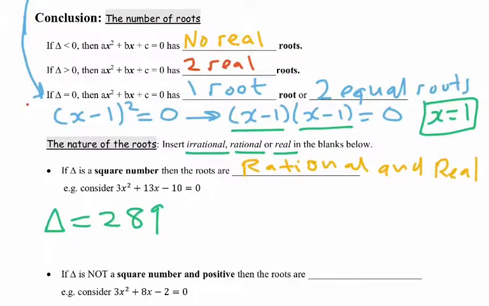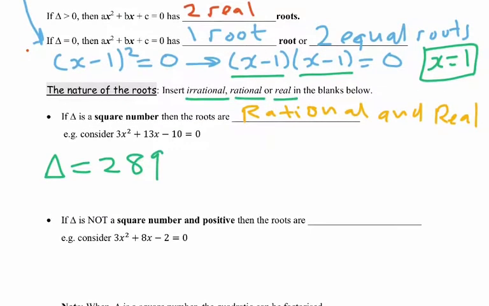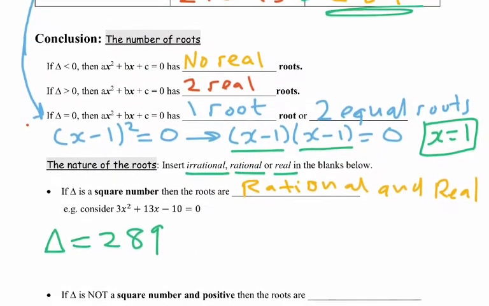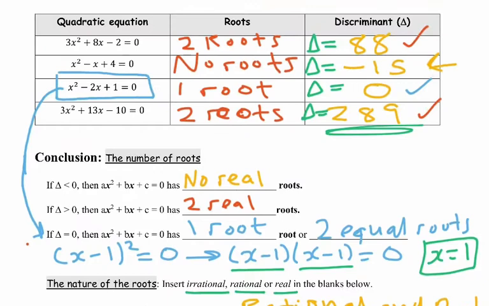Now remember, real numbers just means any number which is rational or irrational. So if it's rational, it's definitely real. Now, what if delta is not a square number? So if we go back here, that's the first one. This equation here, when you work out delta, it's 88. That is not a square number.